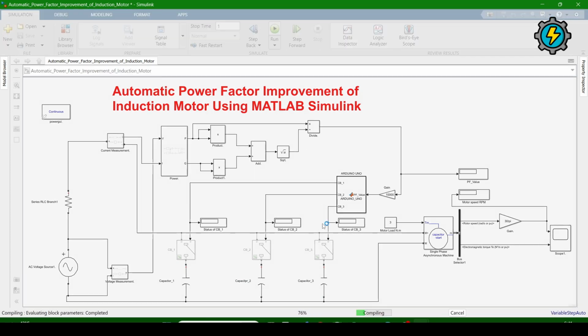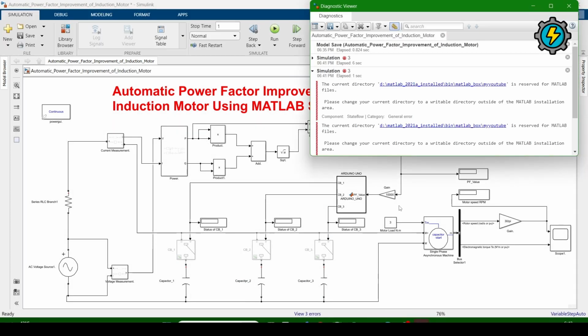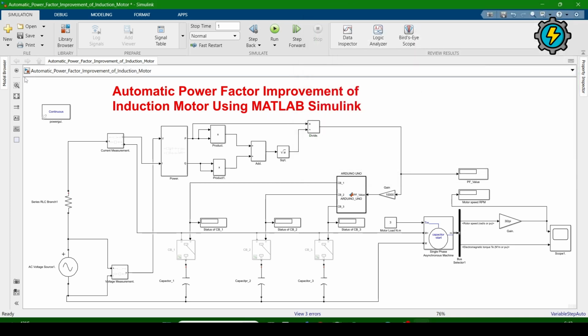Now we will again run this. Now we will see what error it is giving to us. The current directory is not reserved for the MATLAB files, because initially I made this simulation in the out path of this simulation. So for that I will paste it again, changing the path of this simulation file.